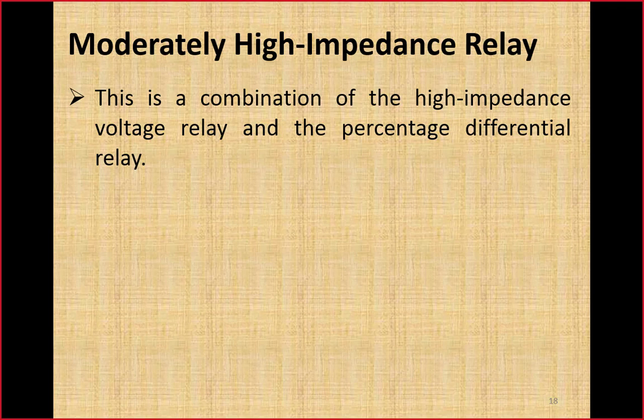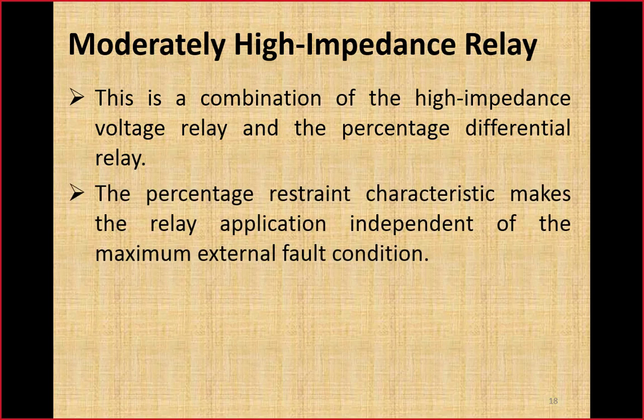So next we'll discuss the moderately high impedance relay. This is a combination of a high impedance voltage relay and a percentage differential relay. The percentage restraint characteristics make the relay application independent of the maximum external fault condition. This time there is no need to calculate the voltage setting, because the restraining action will make the voltage setting variable. The voltage setting will become variable according to the restraining voltage, the restraining branches that will have the voltage. So it is like a percentage differential relay.